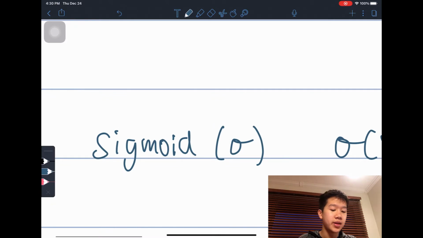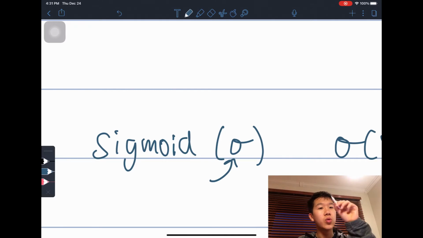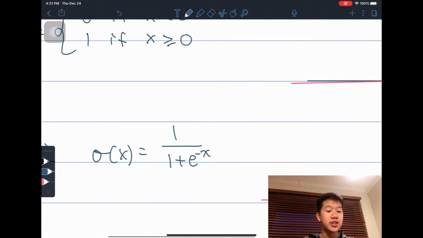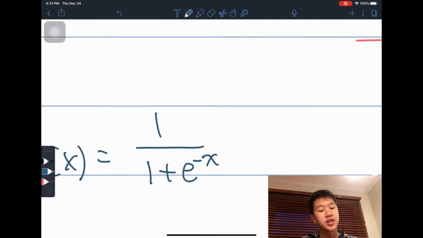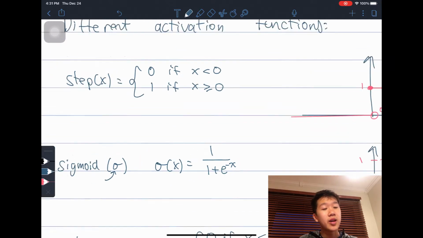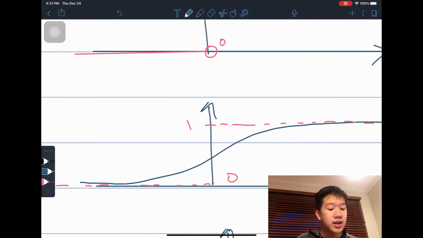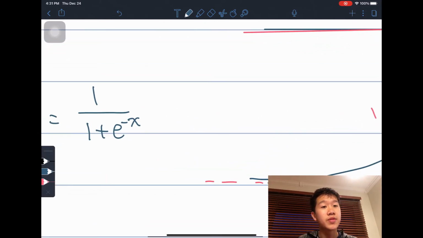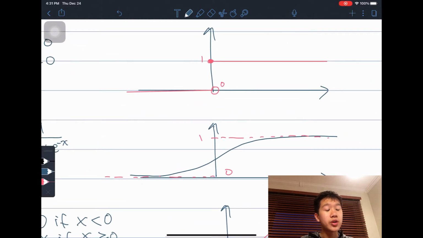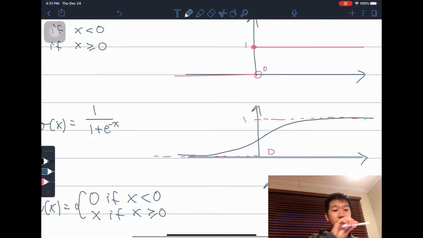Sigmoid is denoted with a symbol like that, kind of like an O with a bar. Sigmoid of x is defined as 1 over 1 plus e to the minus x. And what this means is that it is basically a smoothed out version of the step function. So this looks like this if you plot it. What's important to know is not the formula of sigmoid, but that it is basically step of x, smoothed out, so it's continuous now.